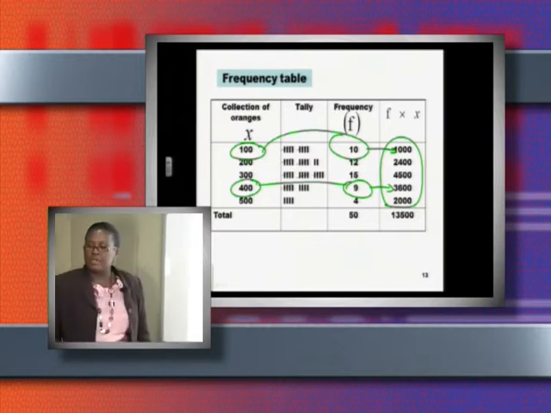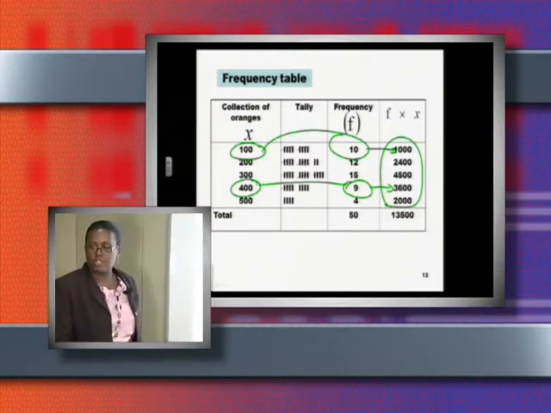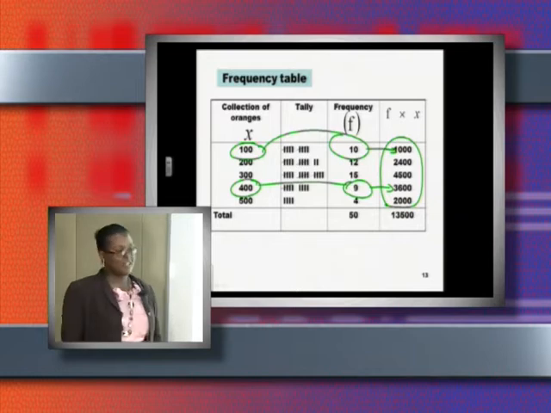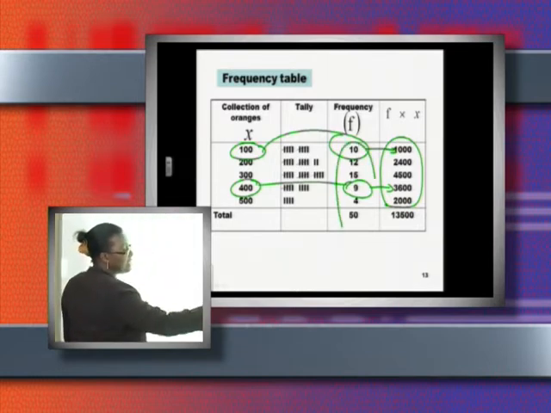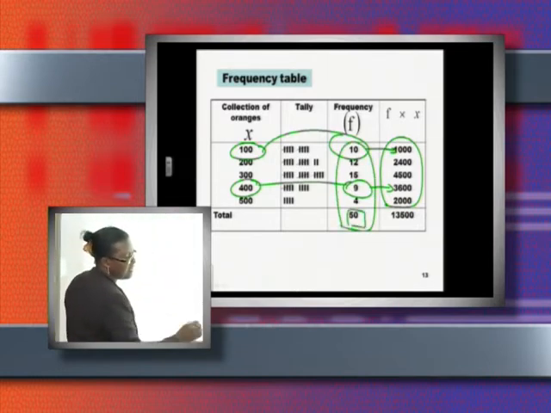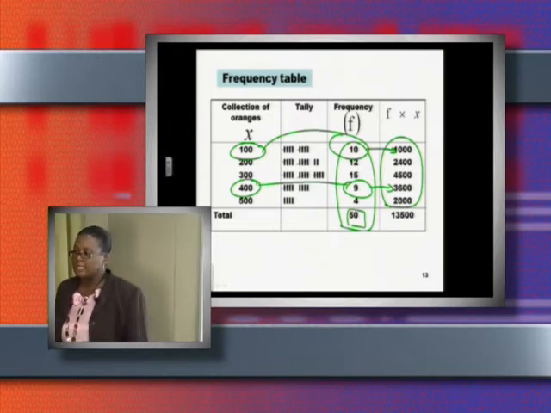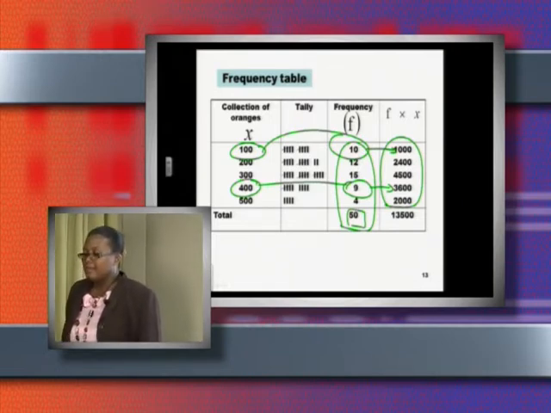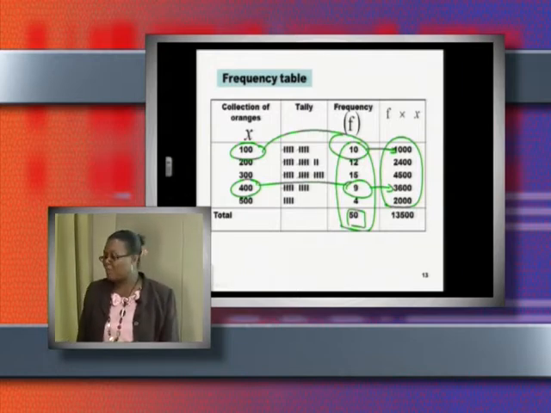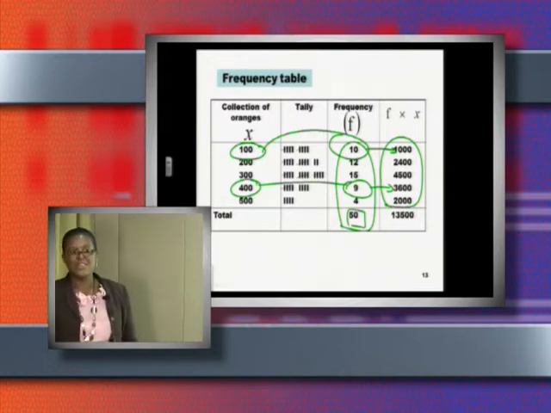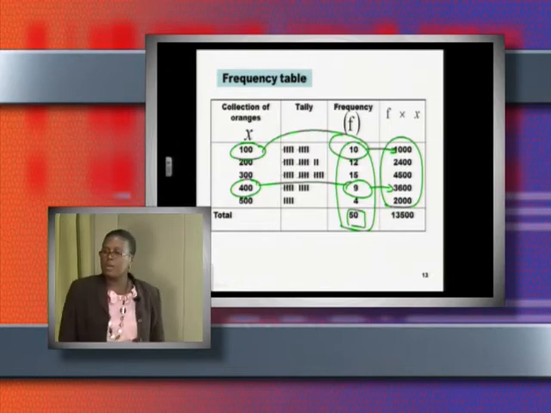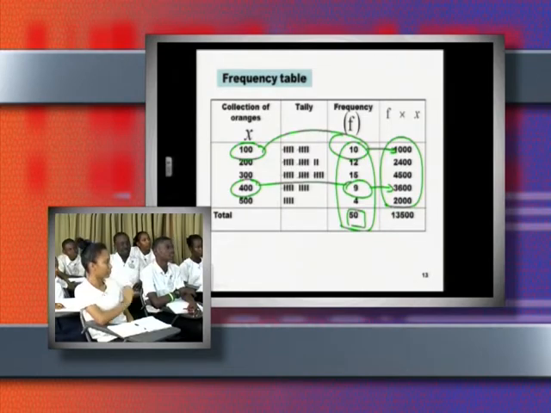How many farmers were there in this situation? 50. We summed the frequency and we got our 50. And how many oranges were collected? 30,500. That's a lot of oranges. We can open an orange juice factory. Good. Now, how can we take information off of this frequency table to find our mean? Or what specifically will we use to find our mean? Which values?